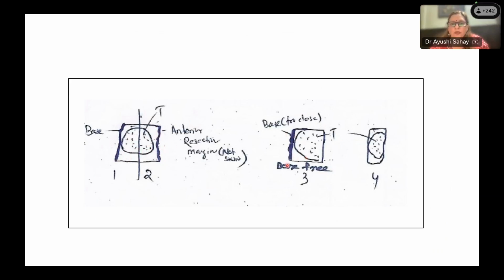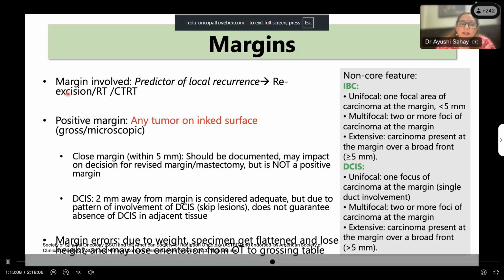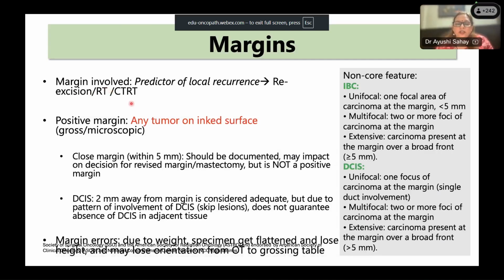Okay. So now the significance of margin: of course, they are predictors of local recurrence. So if there is margin involvement, it requires either re-excision or a decision on radiation or chemoradiation. And positive margin is any tumor at the ink surface, either gross or microscopic. Okay.